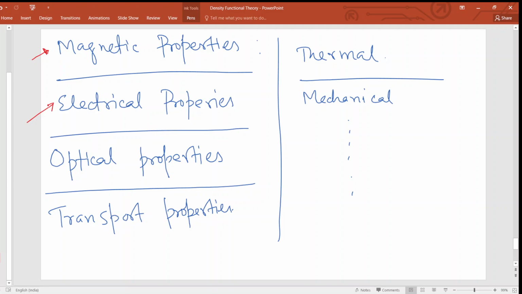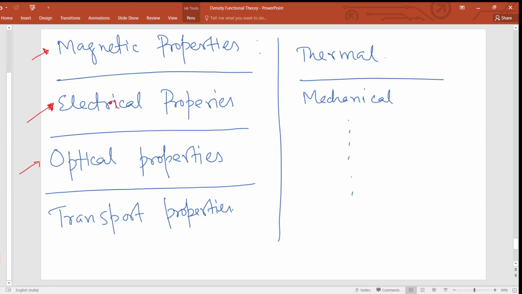Then you can of course estimate the electrical properties. For example, what the transmission spectrum will be. So at a given energy, how much transmission will happen from this particular system, and effectively what will be the current that you can generate out of it. Okay, so those things you can also estimate.